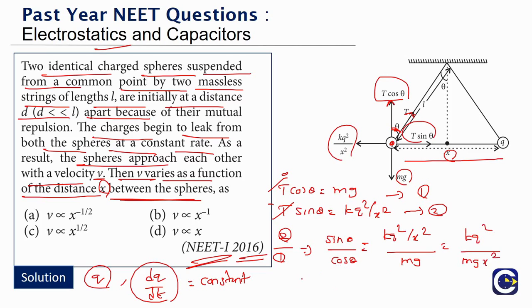So this sin theta by cos theta means what? Tan theta. Tan theta will be equal to KQ square by mg into x square. So this is the relation we have between the Q value and x. Theta will also be changing here. Theta will not be constant, right? As the spheres are approaching, theta will be changing.